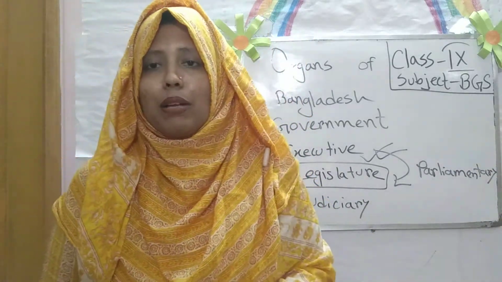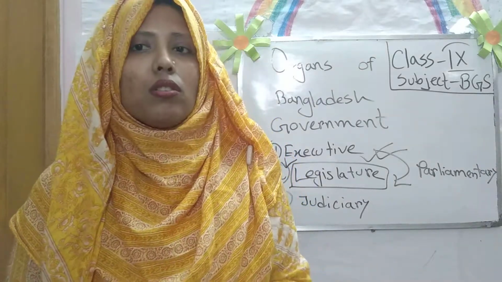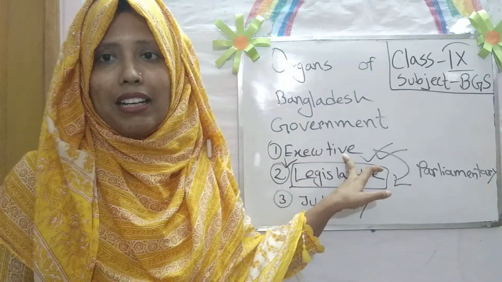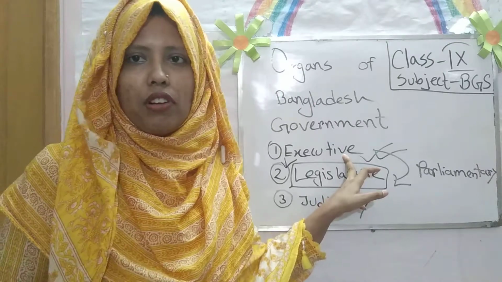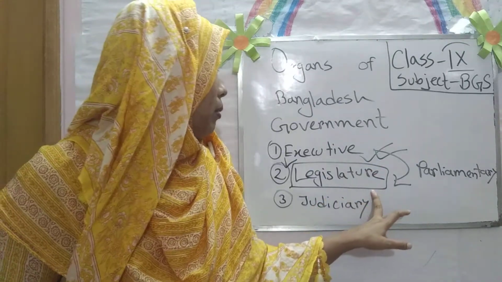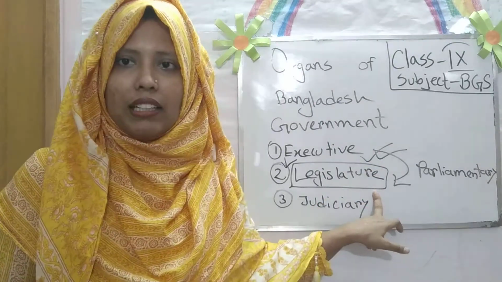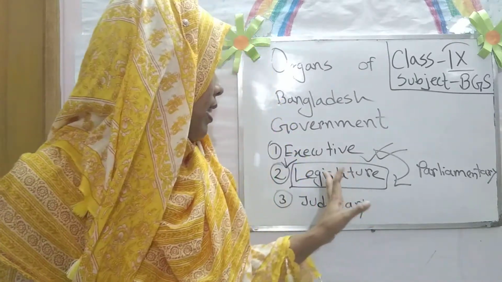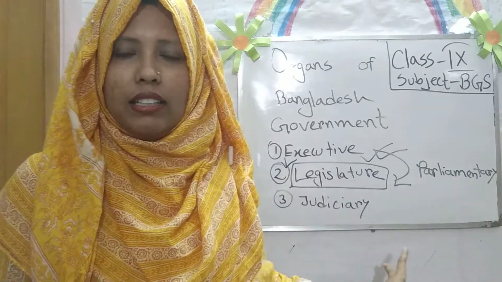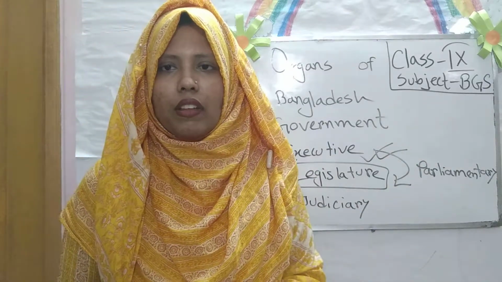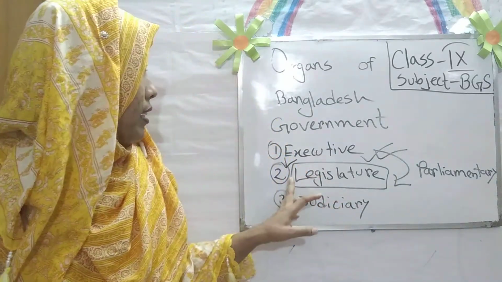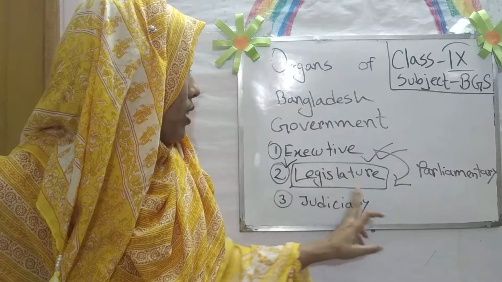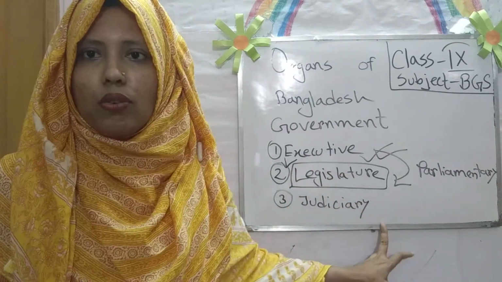Since Bangladesh is a parliamentary type of government, the executive group of Bangladesh is accountable for their work to the legislature of Bangladesh. Today we will know about these three organs in detail. So what is the executive, what is the legislature and the judiciary group?